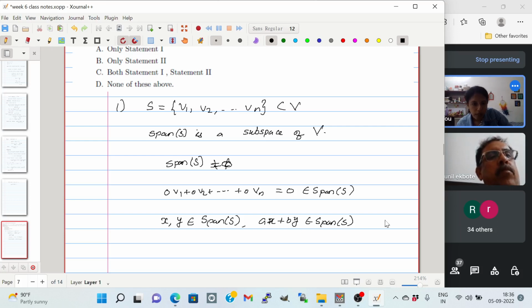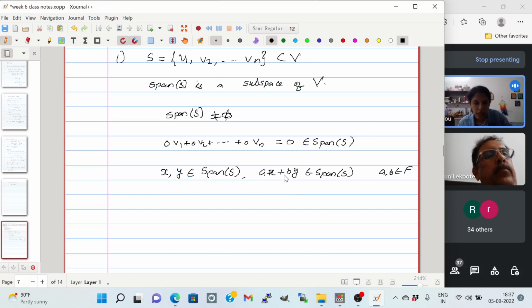Where a, b are scalars in the field F and x, y are taken in the span S. If this condition is satisfied, then only we can say this span S is a subspace. So we have two conditions. One is that it is a non-empty subset, and this condition should be satisfied. Let us check whether this condition is satisfied.